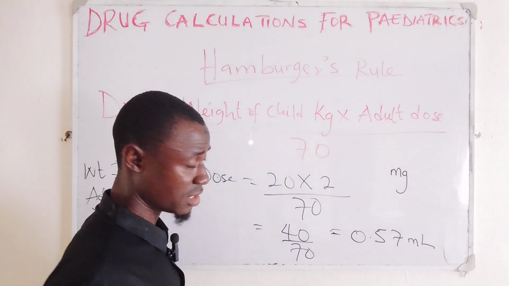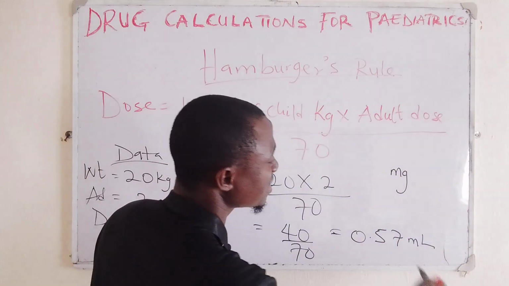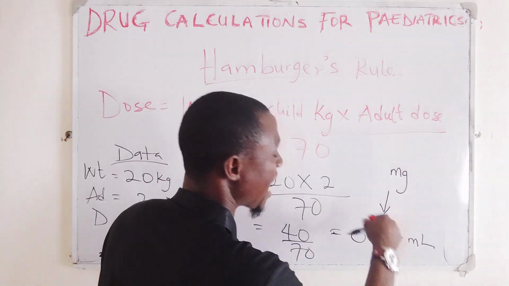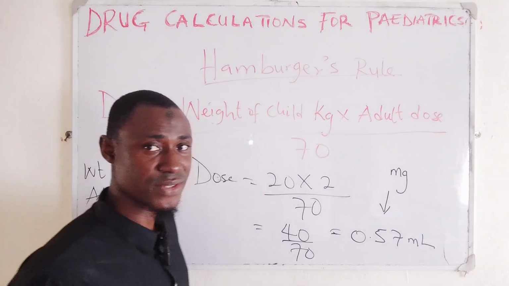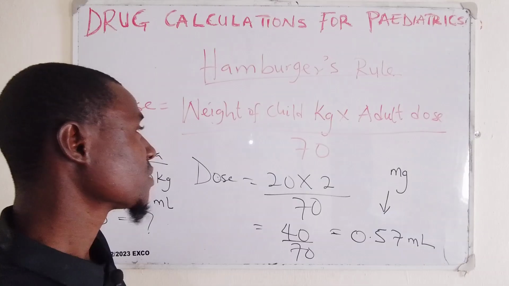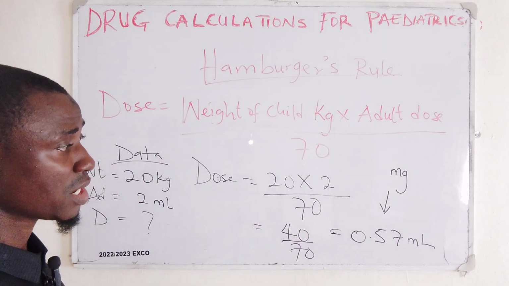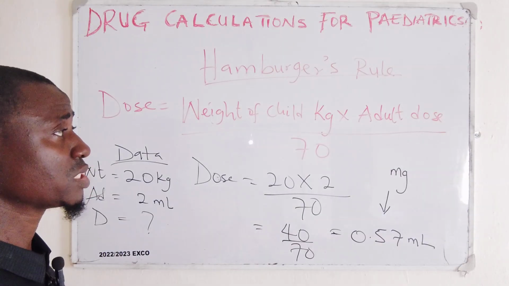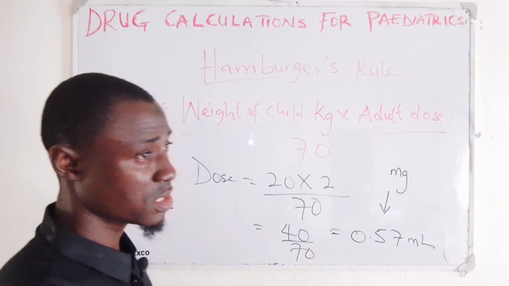If any answer you have is in milligram, you can also convert it to ml, and if you do that, you're still going to arrive at the same 0.57 ml. So this is how to calculate drug dose using Hamburger's rule. This is much easier because you don't need to convert from one unit to the other.